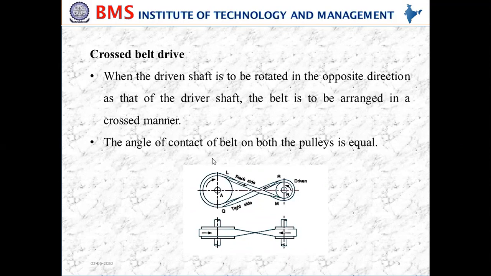The angle of contact of the belt on both the pulleys is equal. In the case of an open belt drive, the angle of contact on both pulleys is not the same, whereas in the case of a cross belt drive, the angle of contact of the belt on both pulleys is equal. So this is just a description of what the open belt and the cross belt drive are.